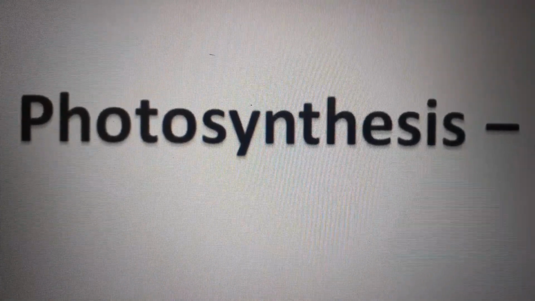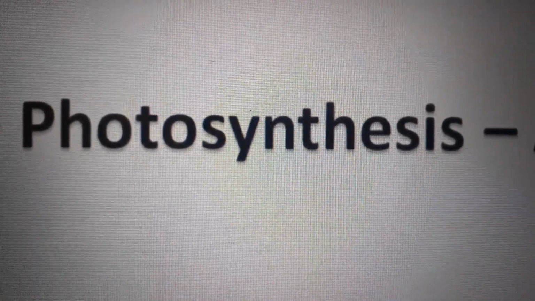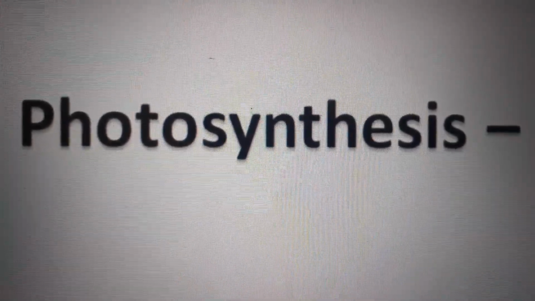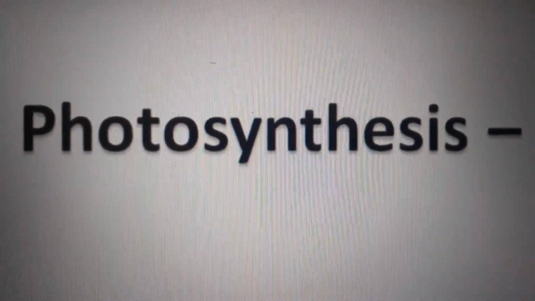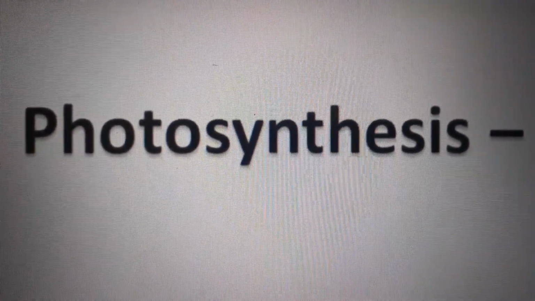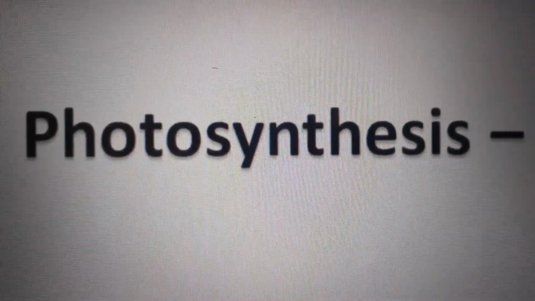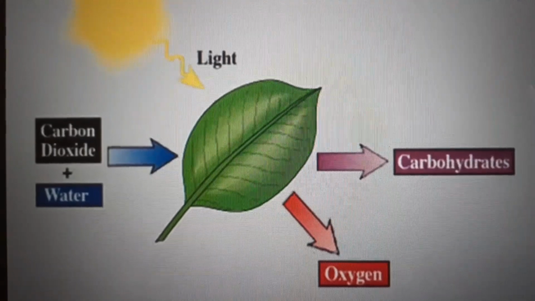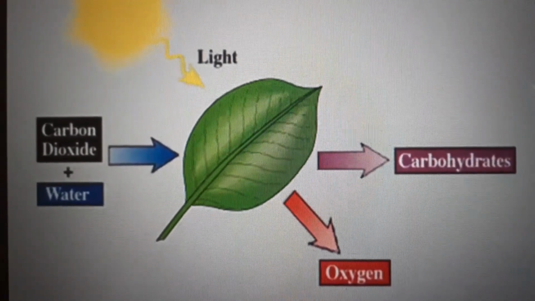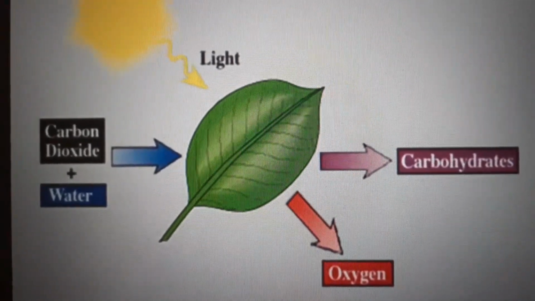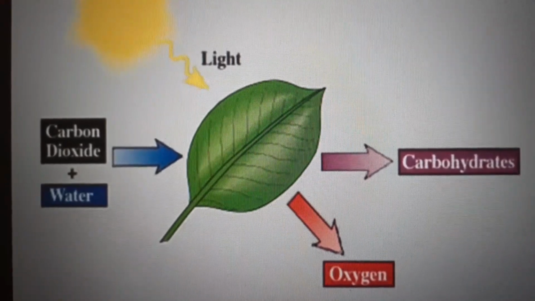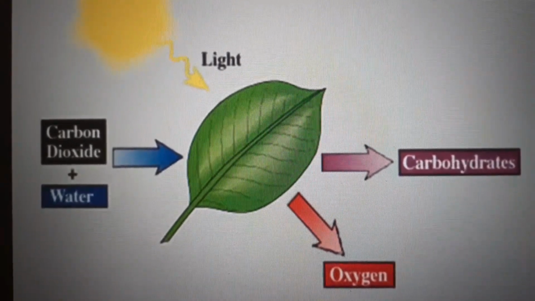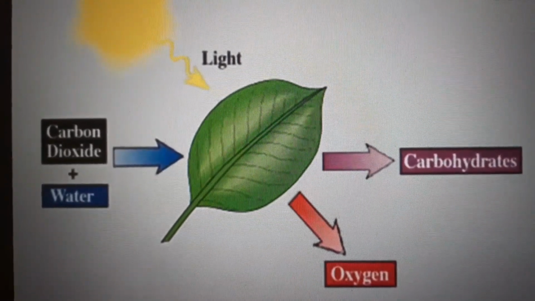Hello everyone. In this video, we are going to discuss photosynthesis, autotrophic nutrition in green plants. What is meant by photosynthesis? It is the process by which green plants transform light energy from the sun into chemical energy, that is starch.